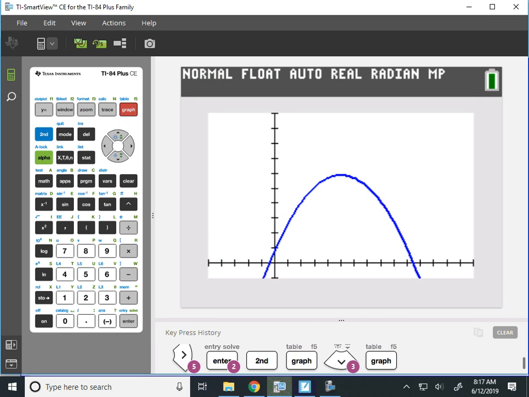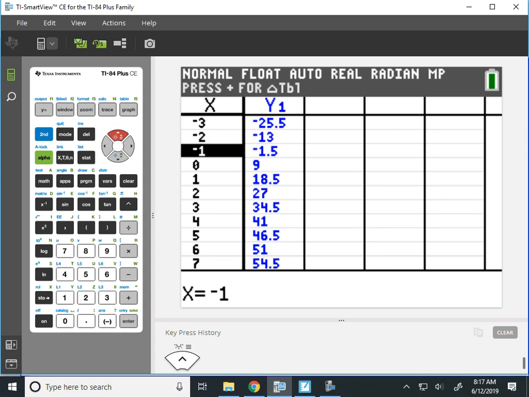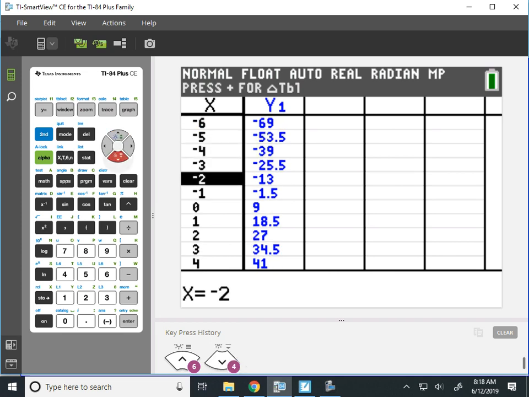It looks like my x-intercept, the left one, is at a negative number. So if I go negative just a little bit, you can see right away that the y values are negative. So I'm not going to find my x-intercept from the table. It looks like it's going to be a decimal. So we're going to trace it.